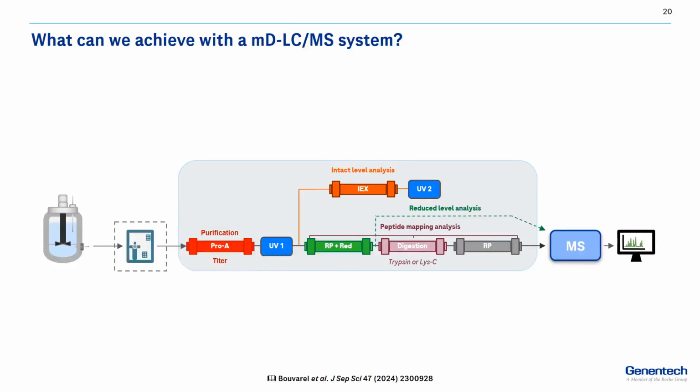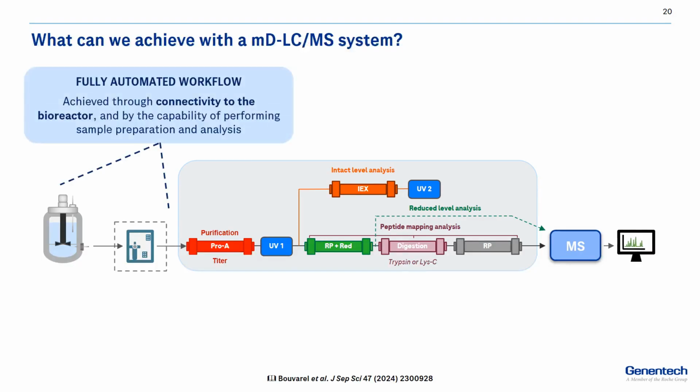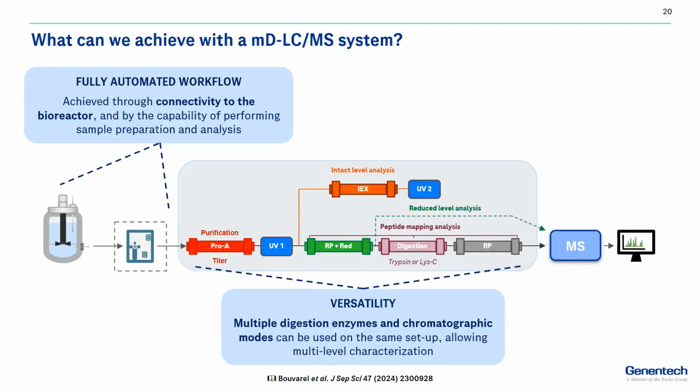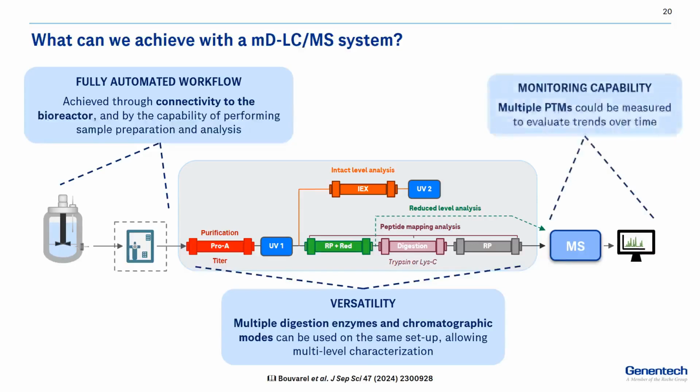To conclude, we can divide what we can achieve with a multidimensional LC system in three major parts. First of all, a fully automated workflow is achieved through connectivity to the bioreactor and by the capability of performing sample preparation and analysis. Then, versatility: multiple digestion enzymes and chromatographic modes can be used on the same setup, allowing multi-level characterization. And finally, multiple PTMs could be measured to evaluate trends over time.